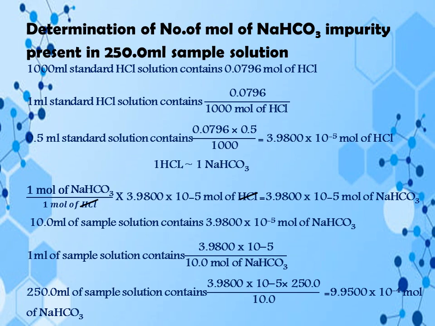Here we use the mole ratio between HCl and sodium bicarbonate. So 1 mole of HCl reacts with 1 mole of sodium bicarbonate. So the mole of sodium bicarbonate is equal to the mole of HCl, and the mole of HCl is equal to 3.9800 × 10^-5. Now 10 ml of sample solution contains 3.9800 × 10^-5 mole of sodium bicarbonate.